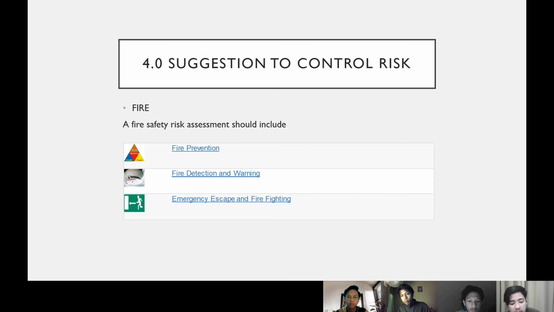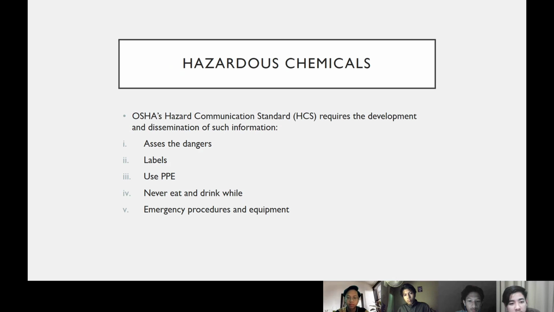And then hazardous chemicals. First, assess the dangers. Chemical producers and importers must assess the danger of the chemicals they produce or import. Number two, labels. All firms who have hazardous chemicals in their workplace must provide labels and safety data sheets to exposed employees.